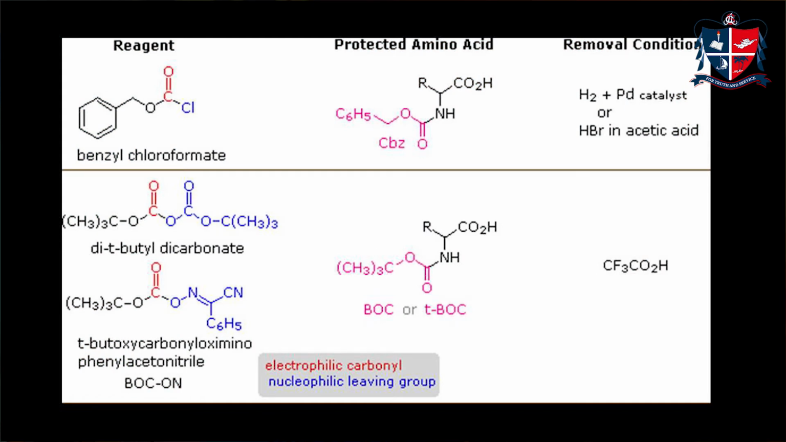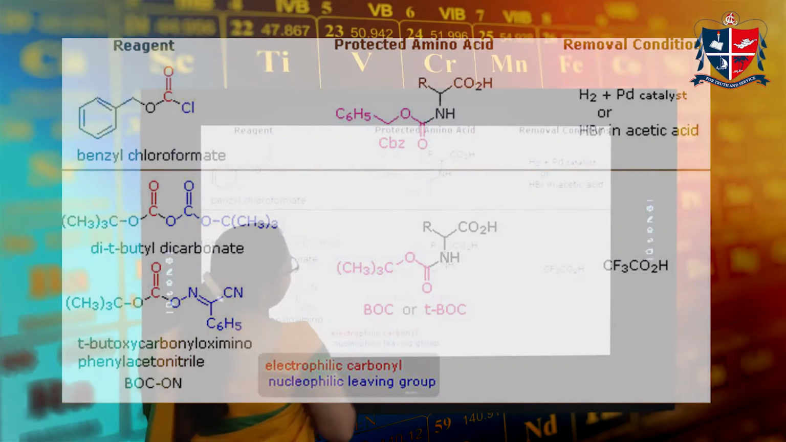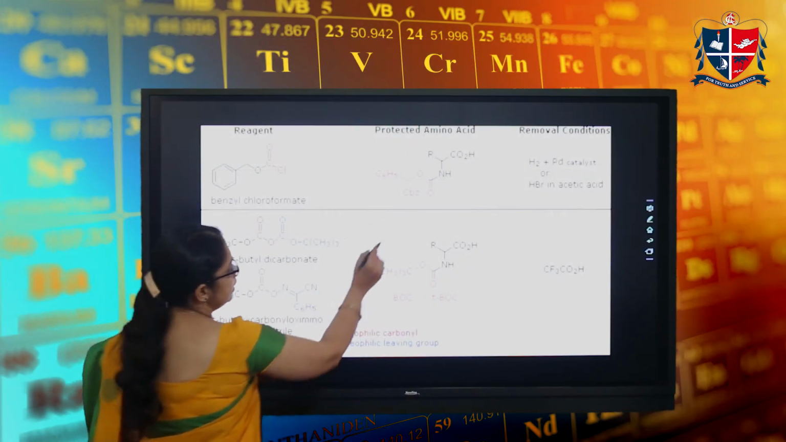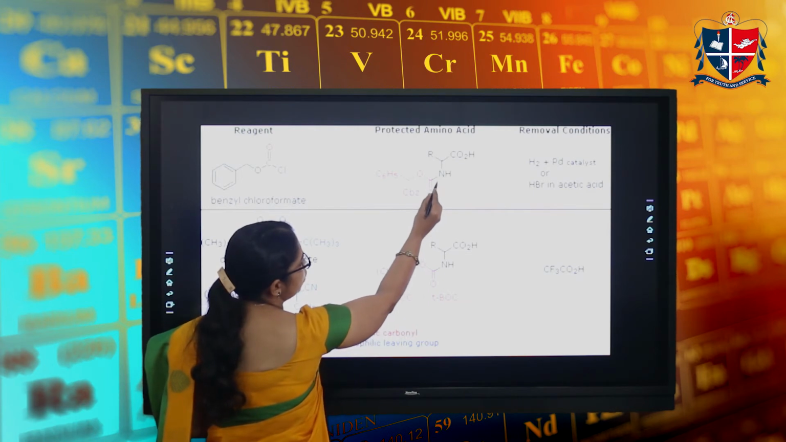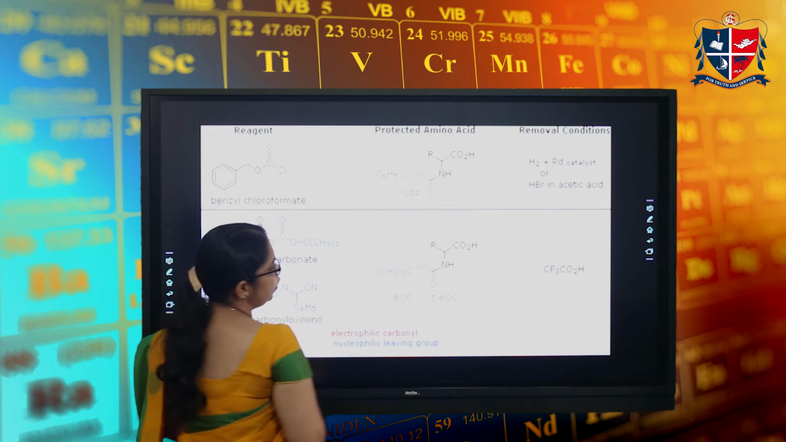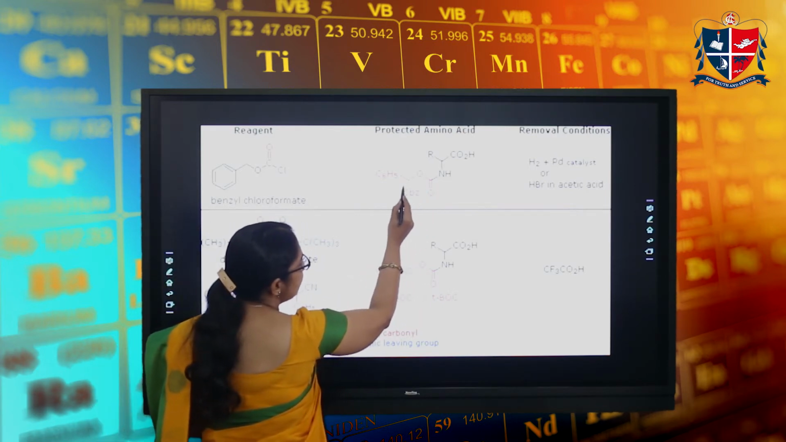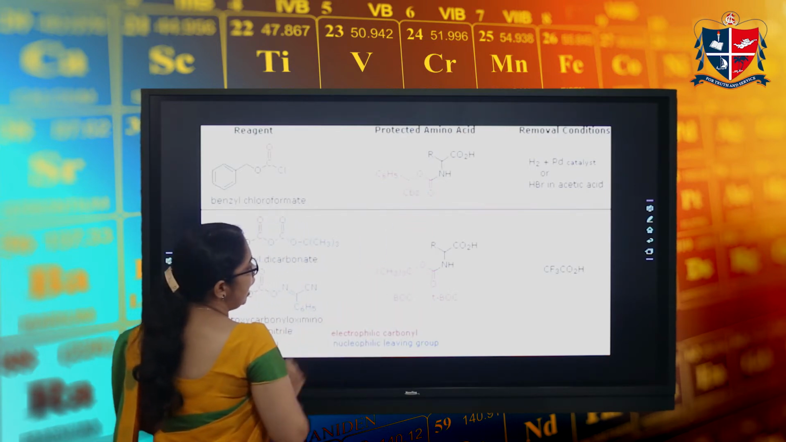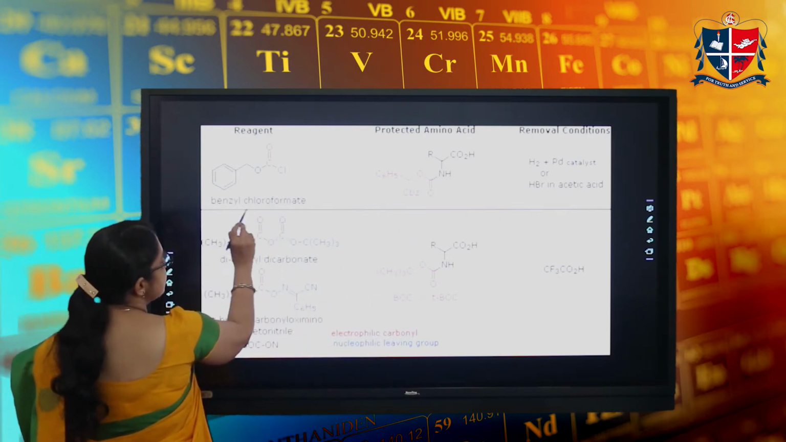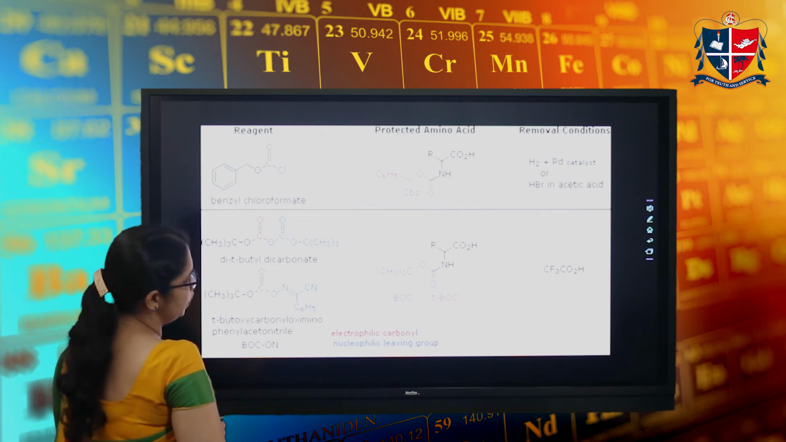Here you can see the protected amino acid. This is a protected amino acid. Here also this is a protected amino acid. Here the NH2 group is protected with a benzyloxycarbonyl group. And for introducing this benzyloxycarbonyl group, the reagent usually used is benzyl chloroformate.